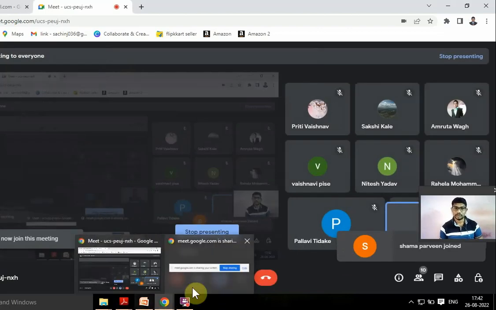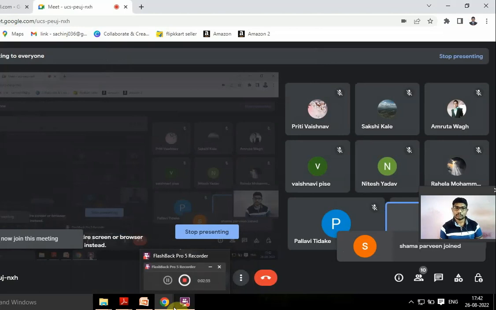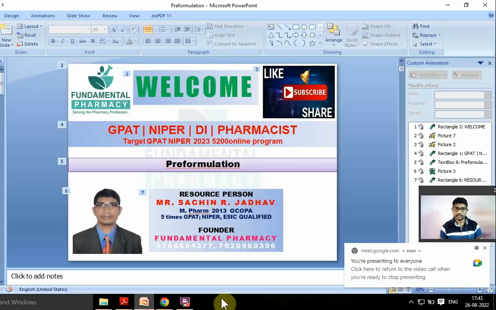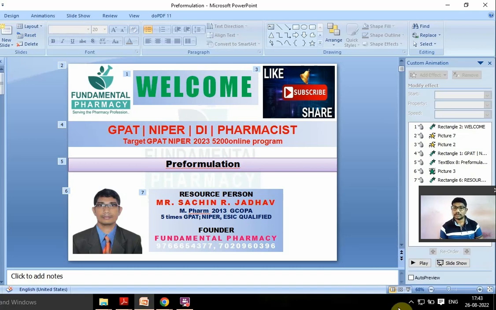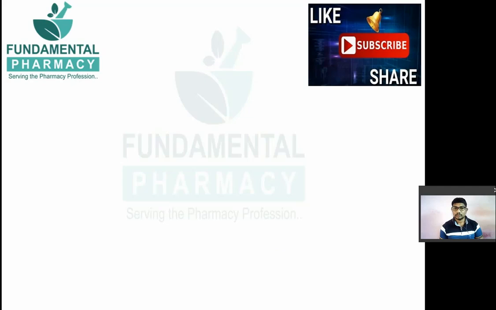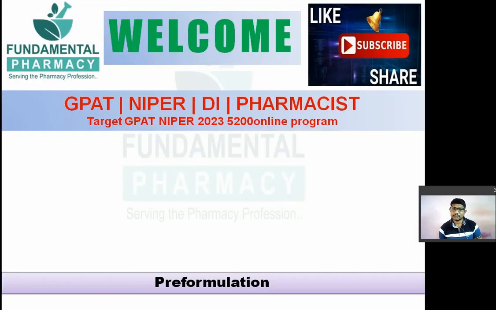So all these parameters, you have to evaluate those parameters before commencing any formulation. Before commencing any formulation you have to do certain study regarding your drug molecule, regarding your active pharmaceutical ingredient, and regarding the excipient which you are going to use in the formulation. So that study is nothing but the pre-formulation study.